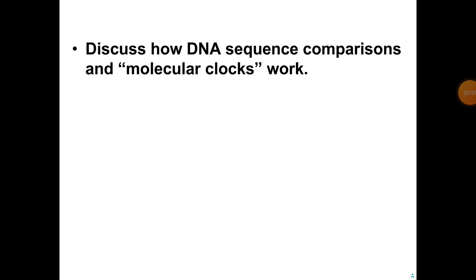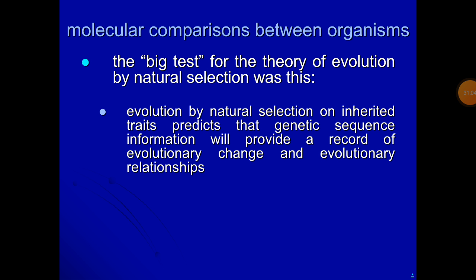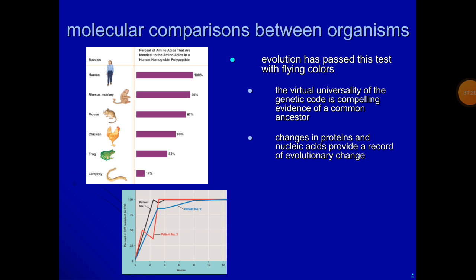Next objective is to discuss how DNA sequence comparisons and molecular clocks work. The big test for the theory of evolution by natural selection was this. Evolution by natural selection on inherited traits predicts that genetic sequence information will provide a record of evolutionary change and evolutionary relationships. Evolution has passed this test with flying colors. The virtual universality of the genetic code is compelling evidence of a common ancestor.